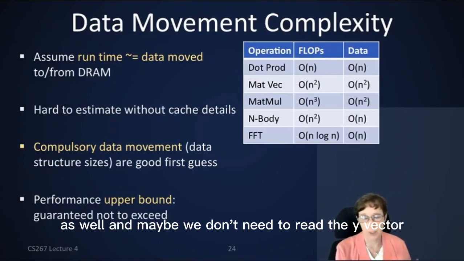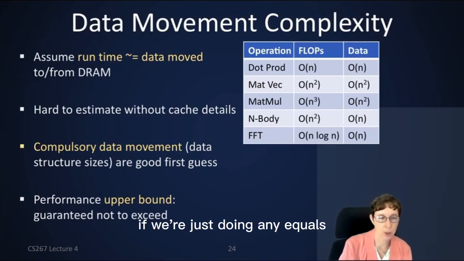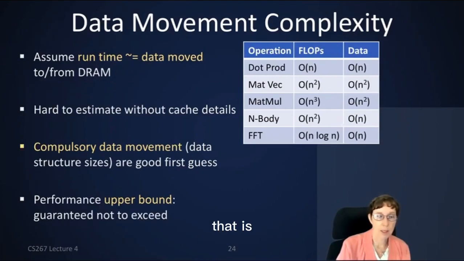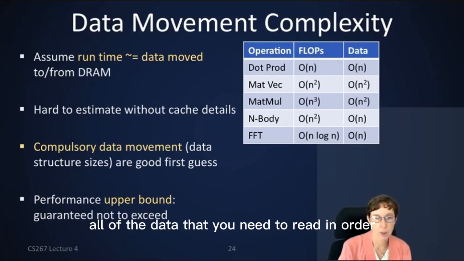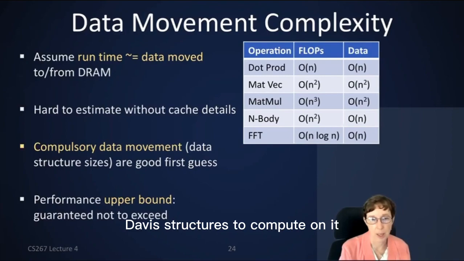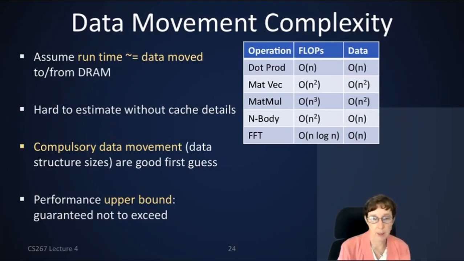And maybe we don't need to read the Y vector in if we're not doing a plus equals, if we're just doing an equals. And so this will give us also a performance upper bound. That is, you can't do any better than reading exactly once all of the data that you need to read in order to perform the computation. You've got to read your data structures to compute on it, and you've got to write the answer. So this performance upper bound is also what we'll see in the roofline model.